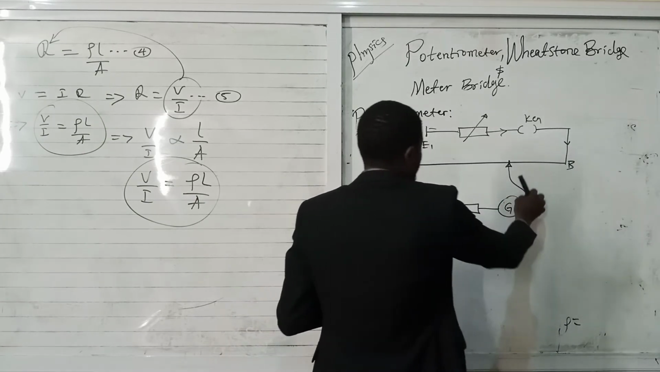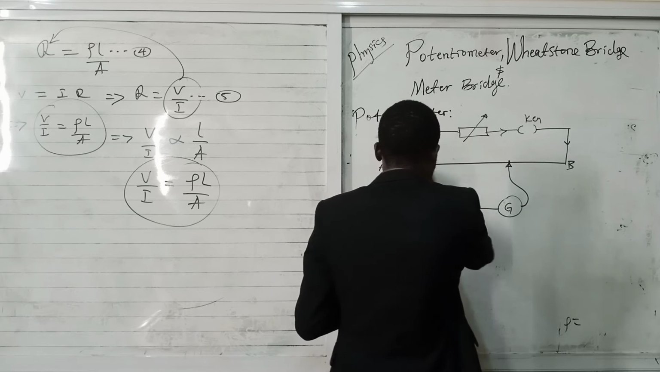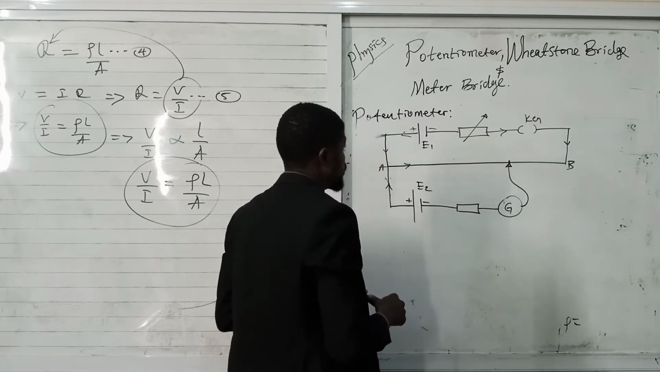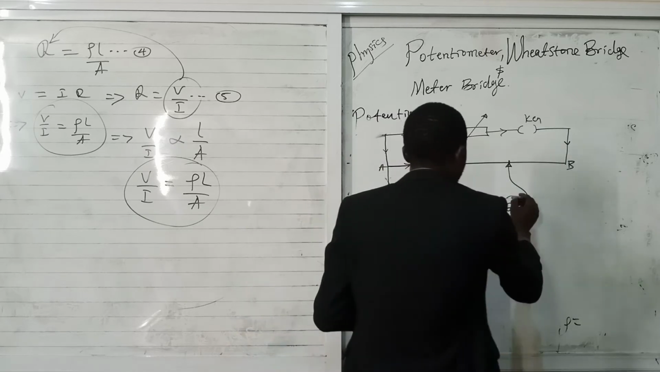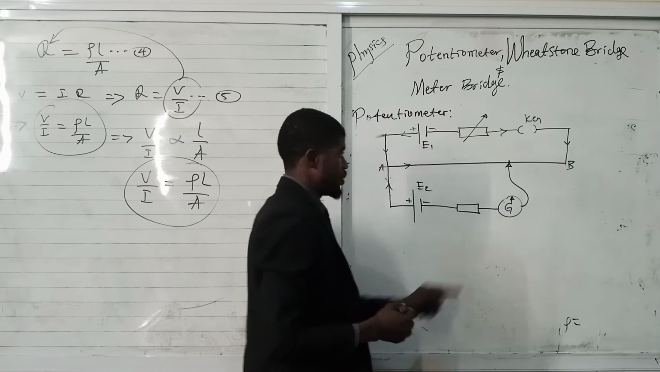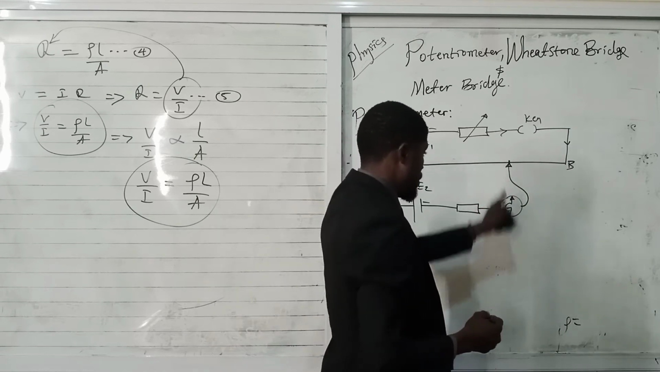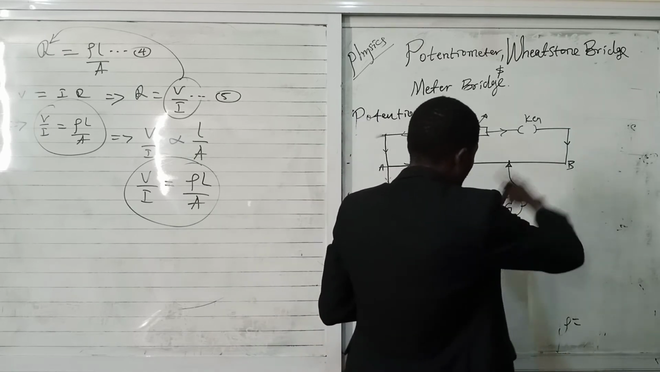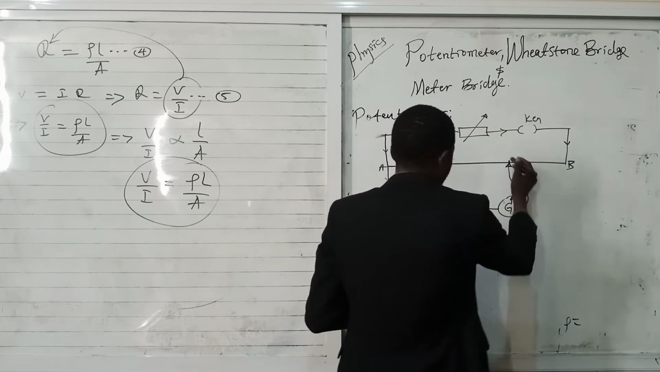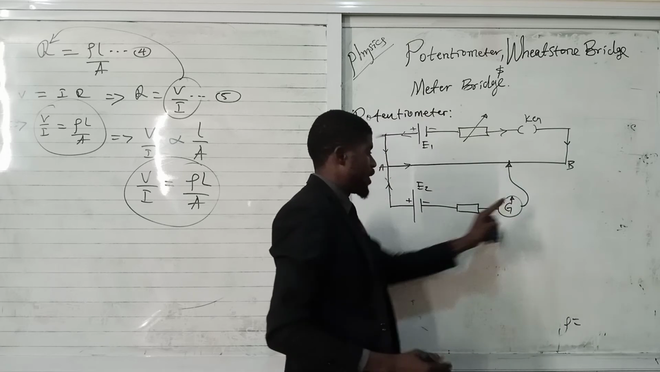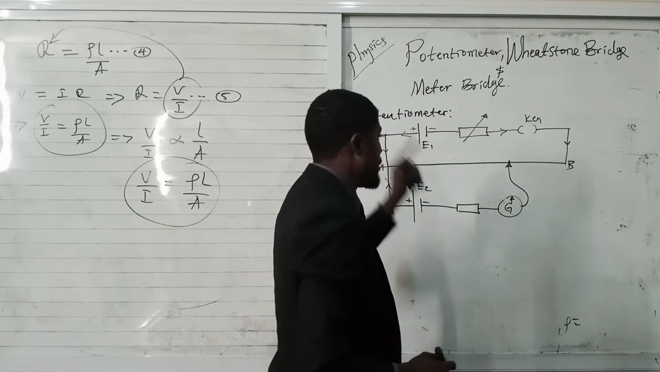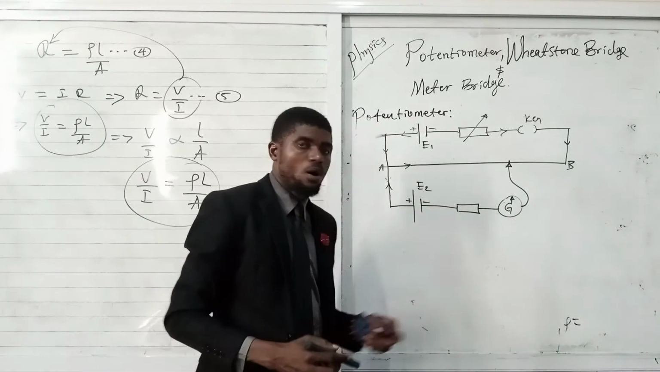The jockey is tapped along this line AB until you get to a point where you have zero deflection on the galvanometer. The galvanometer has zero at the middle, then can go clockwise and also anti-clockwise. So you keep shifting this until this pointer is at just zero. At that point, we call it the null or the balance point.